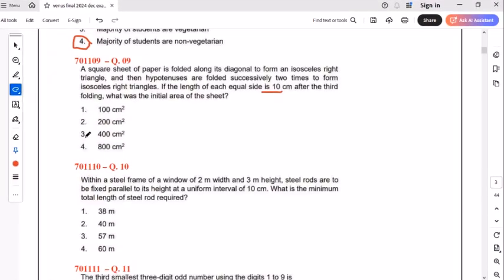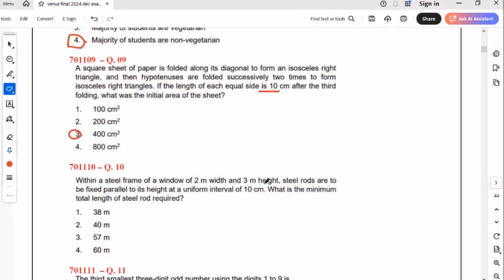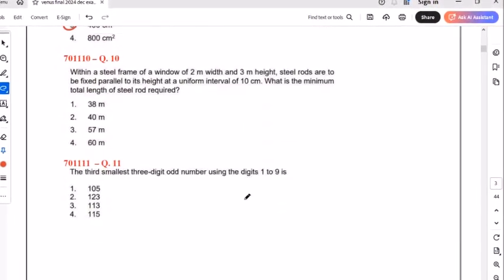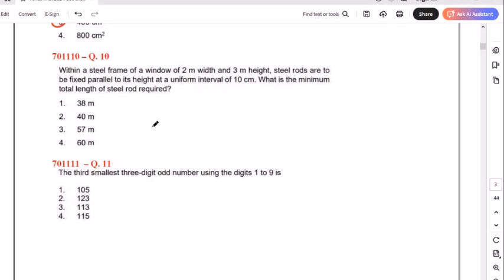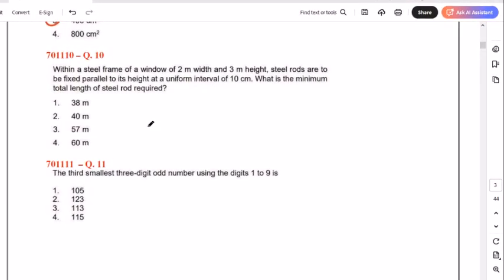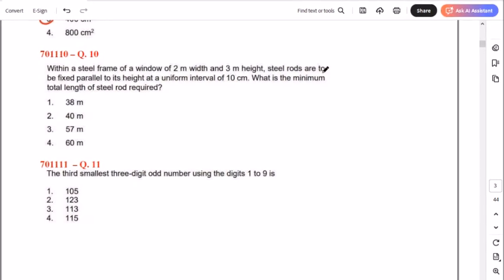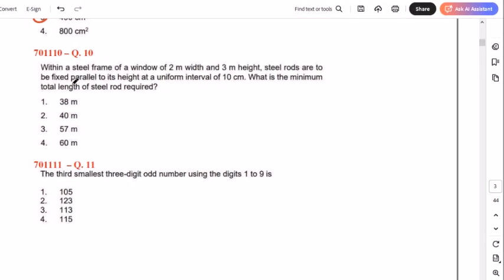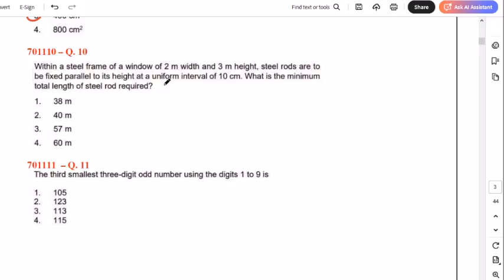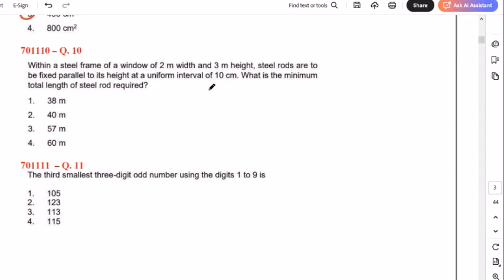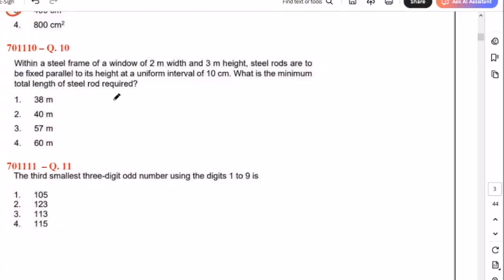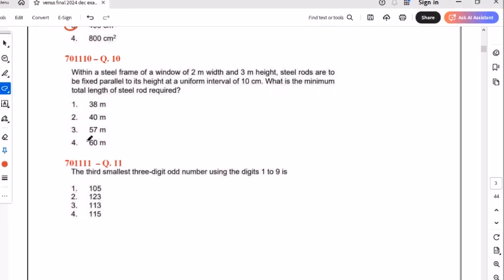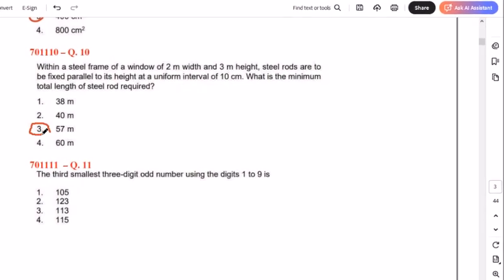Option number 3, 400 centimeters square is correct option, friends. Next, question number 10. Within a steel frame of a window of 2 meters width and 3 meter height, steel rods are to be fixed parallel to its height at a uniform interval of 10 centimeters. What is the minimum total length of steel rod required? Option number 3, 57 meters is correct option, friends.